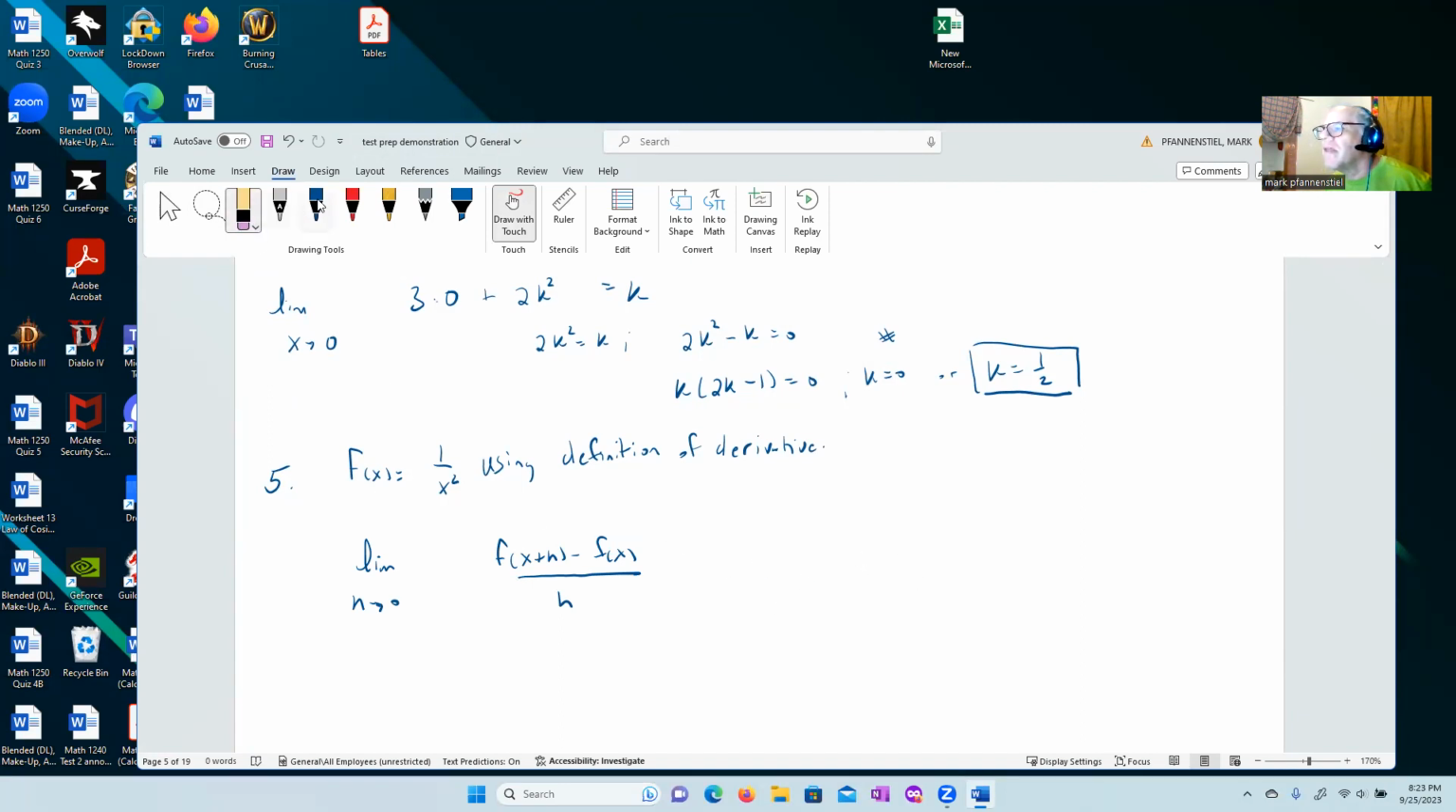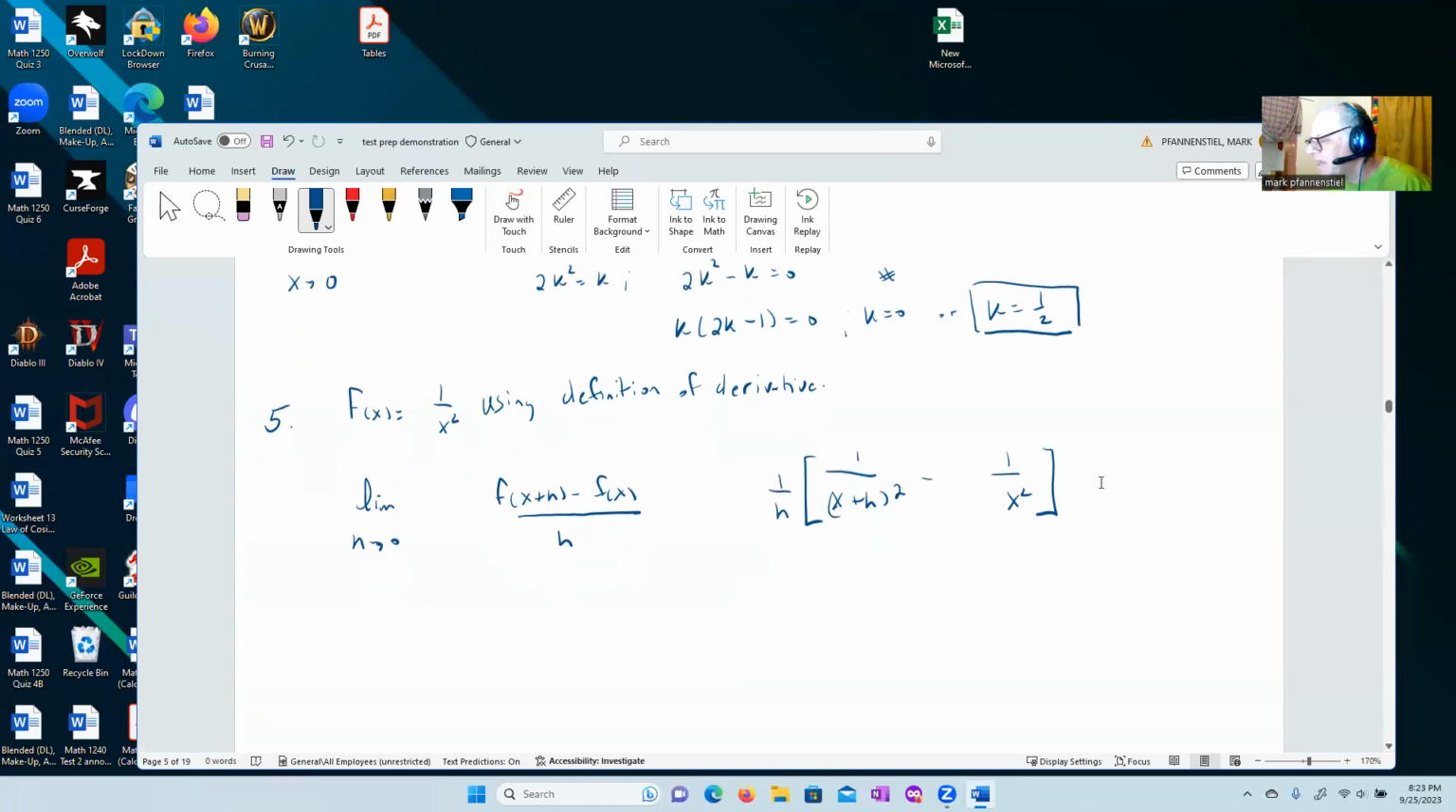Break out. All right, so we have 1 over h times 1 over (x plus h) squared minus 1 over x squared. I always move the 1 over h, especially if it's a fraction, because I don't want to write fractions over fractions over fractions. It's just not a fun thing.